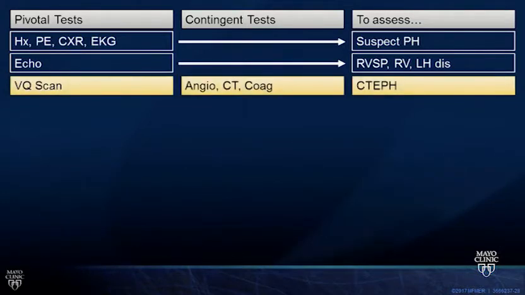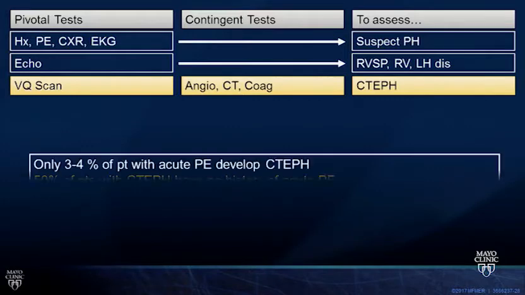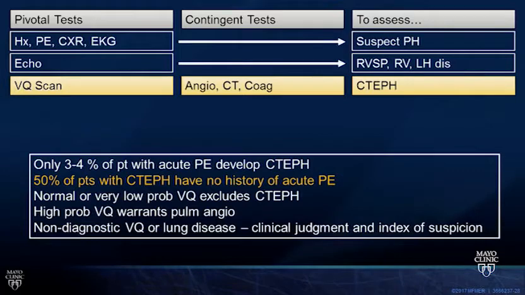A ventilation perfusion scan is very useful for ruling out chronic thromboembolic disease. If it's positive, we will use that to then move on to either a pulmonary angiogram or a CT angiogram, coagulation studies to look for predisposing coagulopathies. It's important to bear in mind, though, that only 3 to 4% of patients with an acute pulmonary embolus actually develop thromboembolic disease, and 50% of these patients actually don't have any history of acute PEs. So the absence of a history doesn't rule out the possibility of this condition being there.